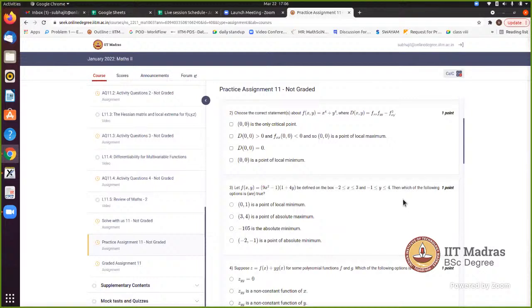Global maxima. Yes, sir. Got it, no? Yes, sir. Yes. Okay, great.